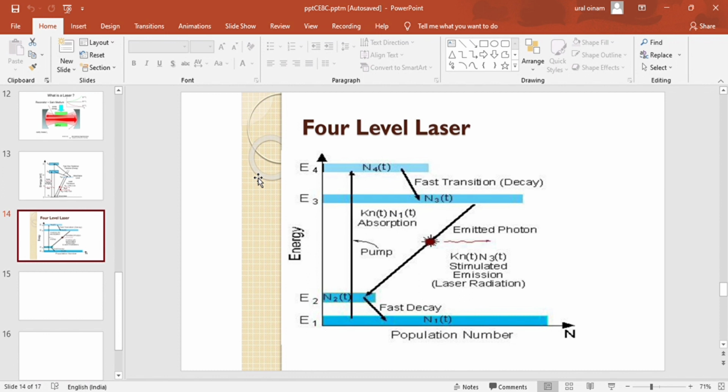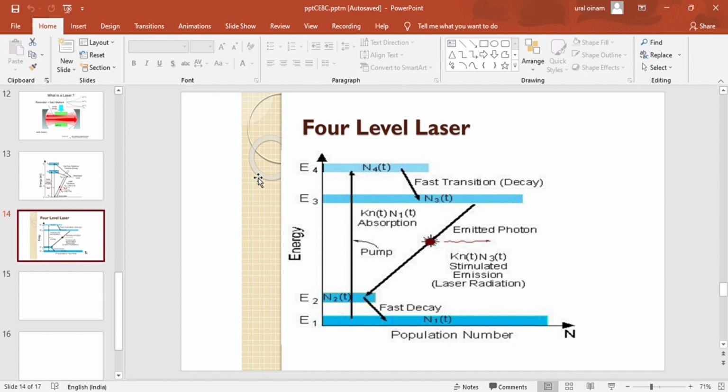and they will have stimulated emission from E3 to E2. During the stimulated emission, they will not go from E3 to E1, but instead they will go from E3 to another state, E2.